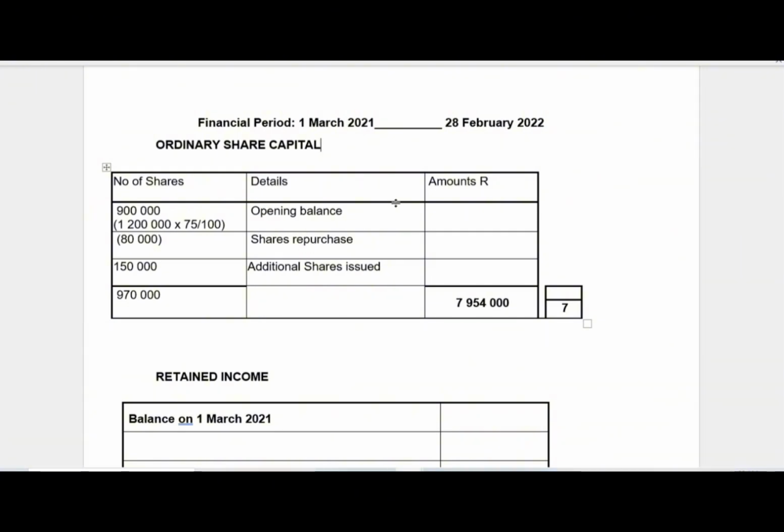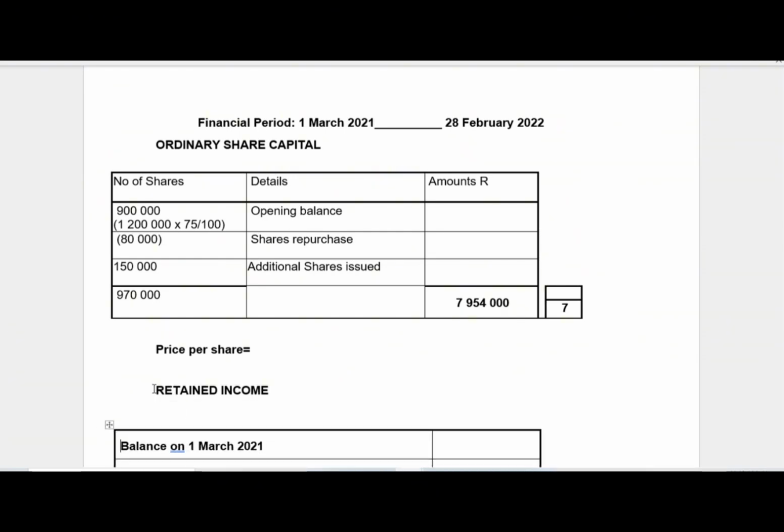And then now I want us to calculate the rand values, right? So remember, this is the rand value, this is the number of shares. For us to calculate the rand values, we need to calculate the price per share. Are you with me right there? We need to calculate price per share, and we are going to use these values here.